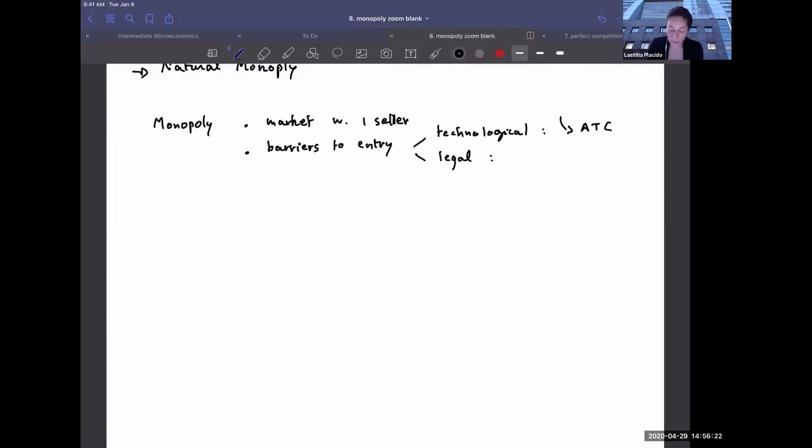When we talk about legal barriers to entry, we often refer to what we call a patent, okay? So basically, the government gives the right to a certain firm to be the exclusive supplier of a given good. It's often the case when you look at the pharmaceutical industry. When a firm discovers a new drug, then it can ask for a patent, and this patent enables that firm to be the exclusive seller of that drug for a certain number of years. Okay, so we have only one seller on the market, and that's the case because we have barriers to entry.